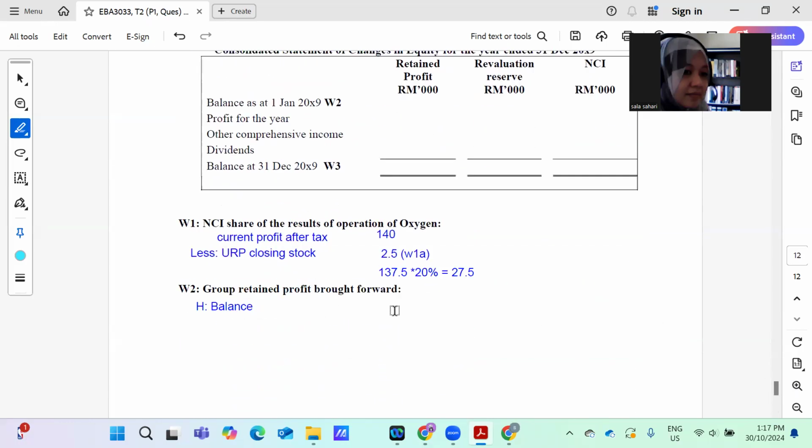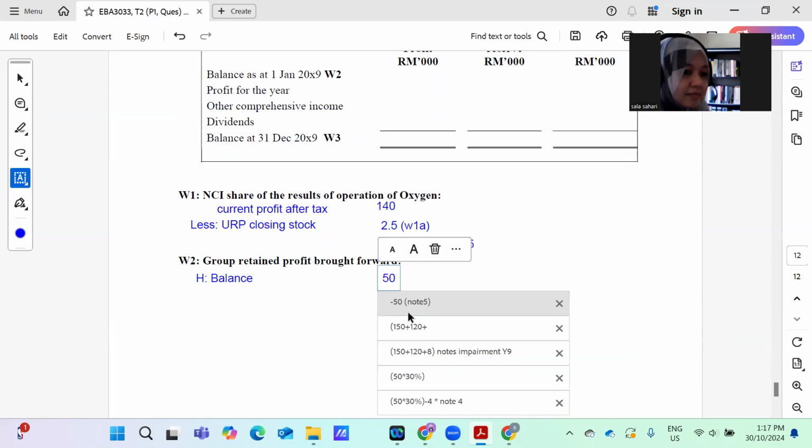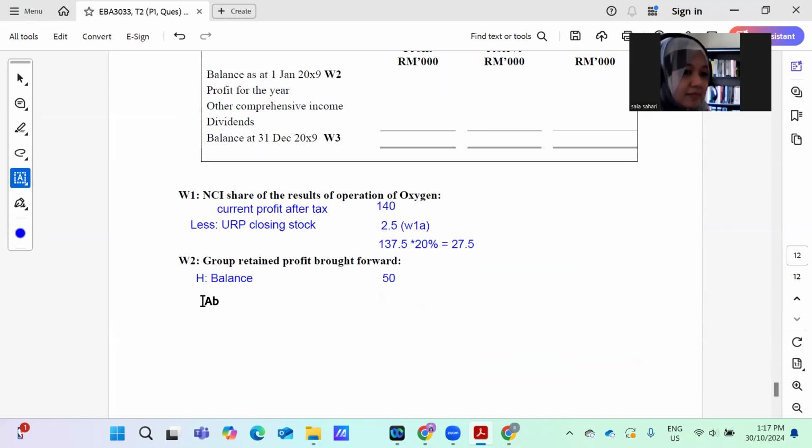H balance. Oh, sorry. Should be 50. This is 50,000. I just put 50 lah. And then you need to adjust for O balance. All the retained profit brought forward or carried forward, you need to edit all the subsidiary, headquarters, H parent, subsidiary, and associate. You need to total up all. So that's why you need to do the working over here.